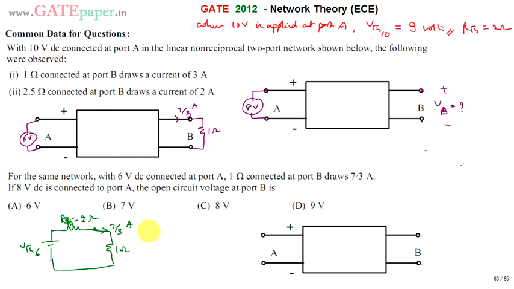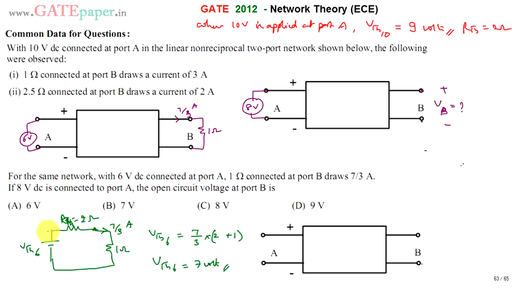So now VTH6 can be calculated by simply applying KVL. The current flowing through is 7 by 3. So 7 by 3 into 2 ohms plus 7 by 3 into 1 ohm. So the total can be written as 2 plus 1, so 3 gets cancelled. VTH6 is equal to 7 volts.